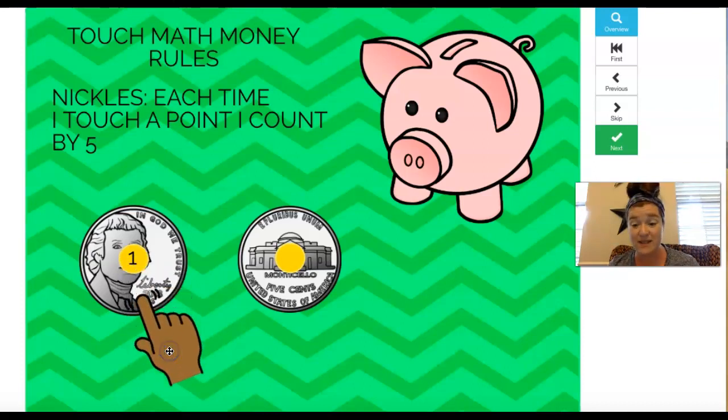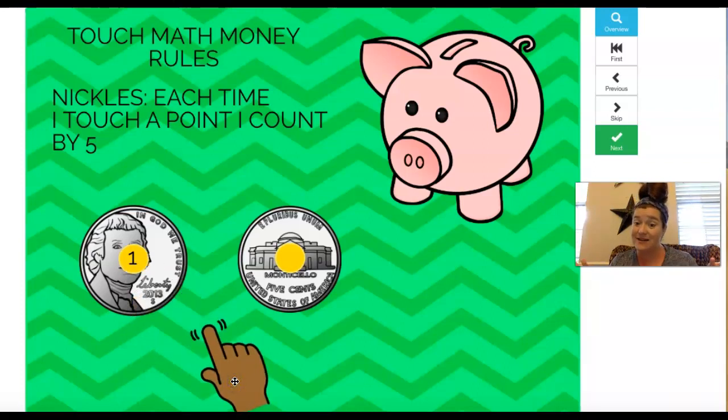And we know with skip counting, the first number when we count by 5s is 5. Yay! You guys are so super smart. So 5. And that's it. A nickel is worth 5 cents. You guys are so super smart. Let's get to some practicing.